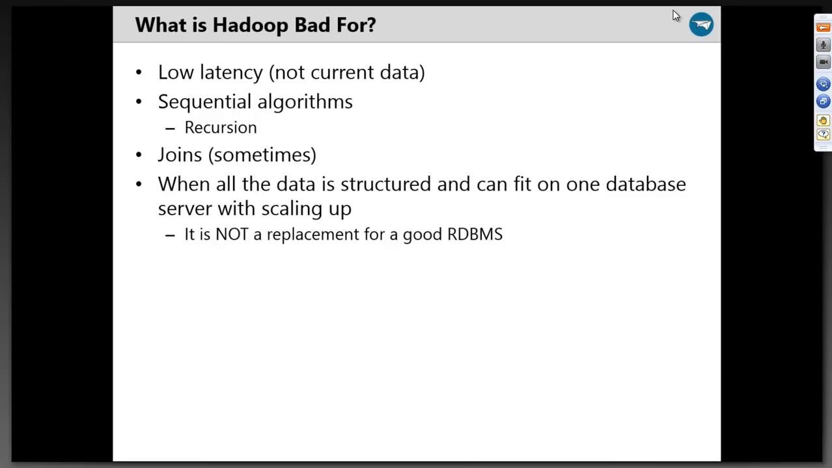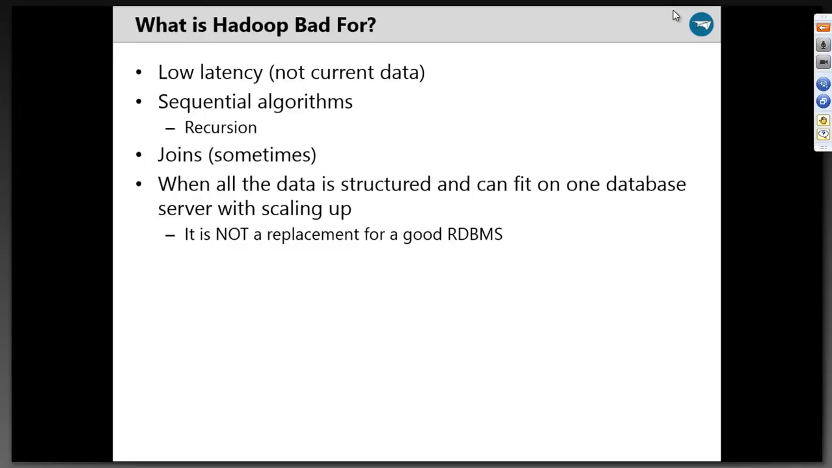So what's Hadoop bad for? Hadoop is not a replacement for your relational database system. It's not a replacement when you want the data to be super clean all the time. The latency is too high for an OLTP system. You would never run your CRM product or your customer sales website off of Hadoop.